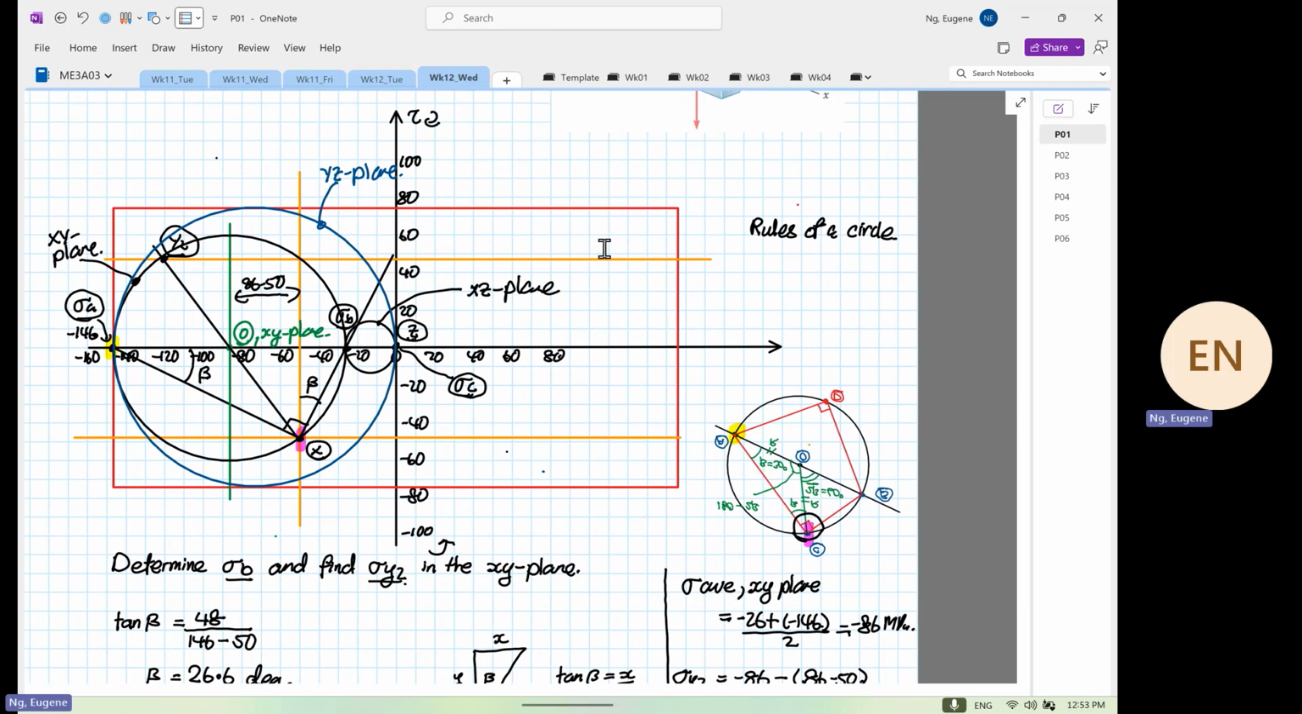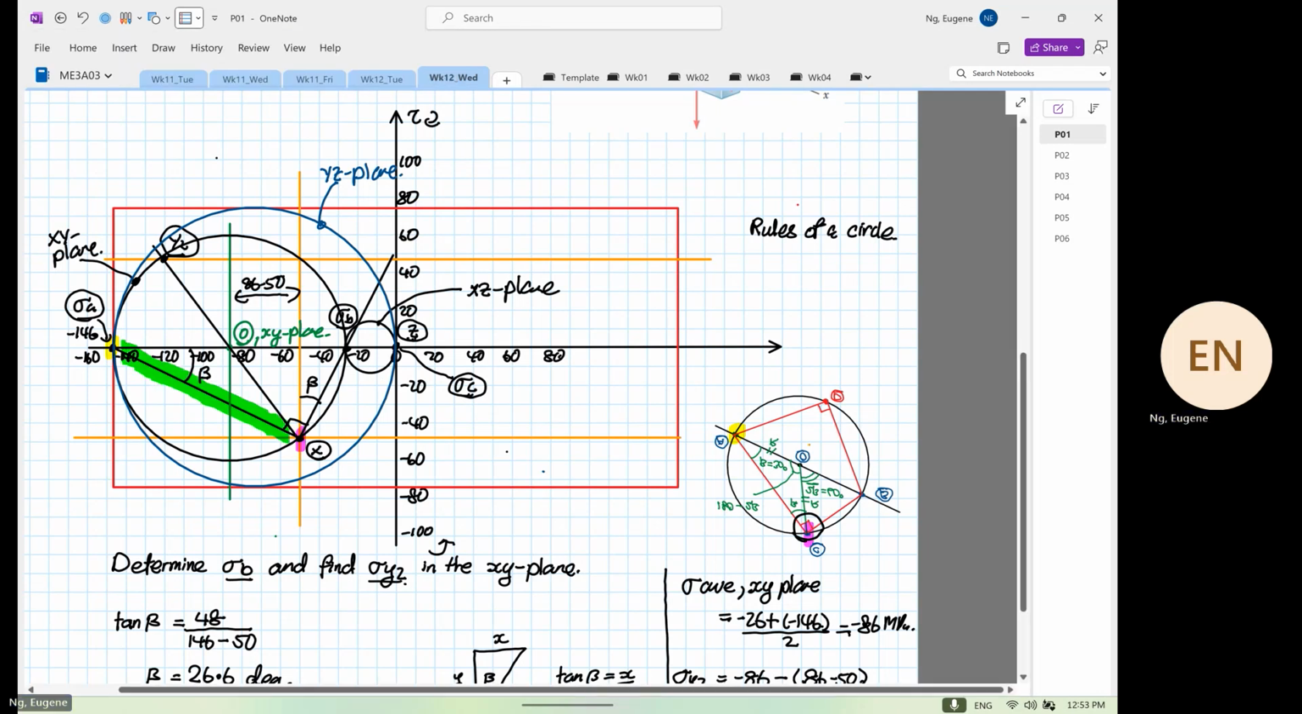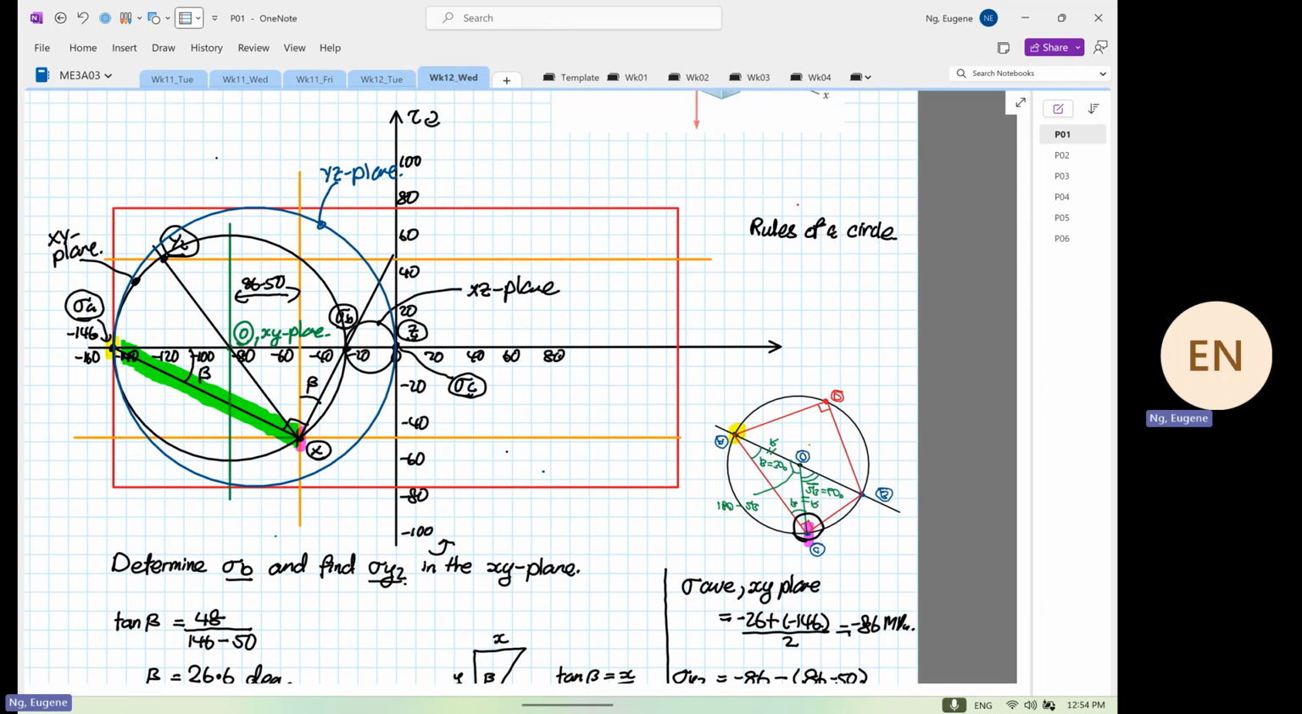Could you all remember how we constructed the Mohr circle over here? The first thing that we drew is this line, yes or no? Agree or disagree? Now, some of you might say, Eugene, is it possible to connect X to point Z first?